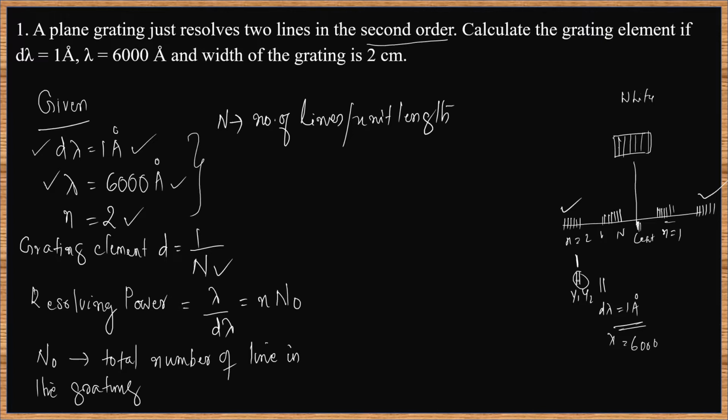So we have this equation, right? From here, what can we find? We can find n0. Once we find n0, that is the total number of lines, and we can find the number of lines per unit length. Okay, so let's see how we can find it.